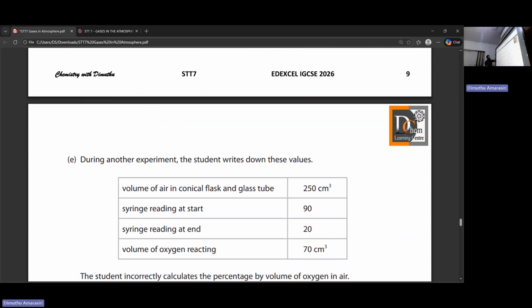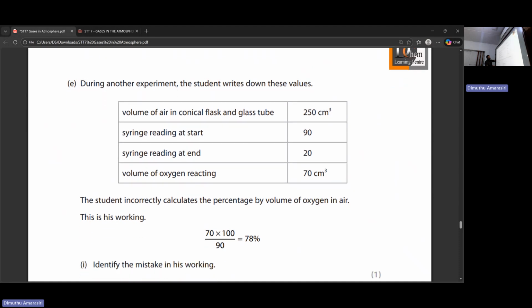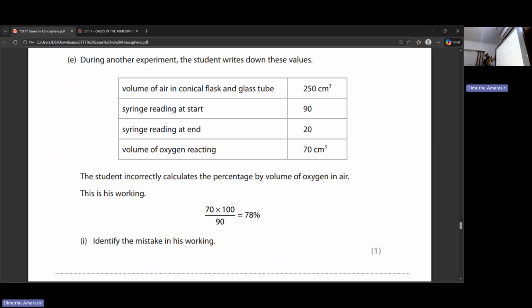So, doing another experiment, he has got this good question. A student incorrectly calculated the percentage volume of oxygen. Identify the mistake he has done. Volume of air in the conical flask, syringe reading at the start, syringe reading at the end. This 70 is correct because it's 90 minus 20, initial minus final. That's the volume of oxygen utilized. It has to be divided by the total volume. What's the total volume? The glass tube 250, initial volume 90.